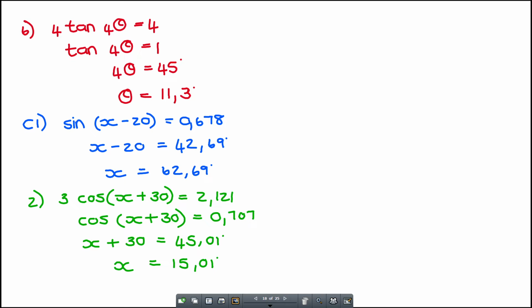Julle moet vra, né? Laat ek hoor. Okay. Okay.